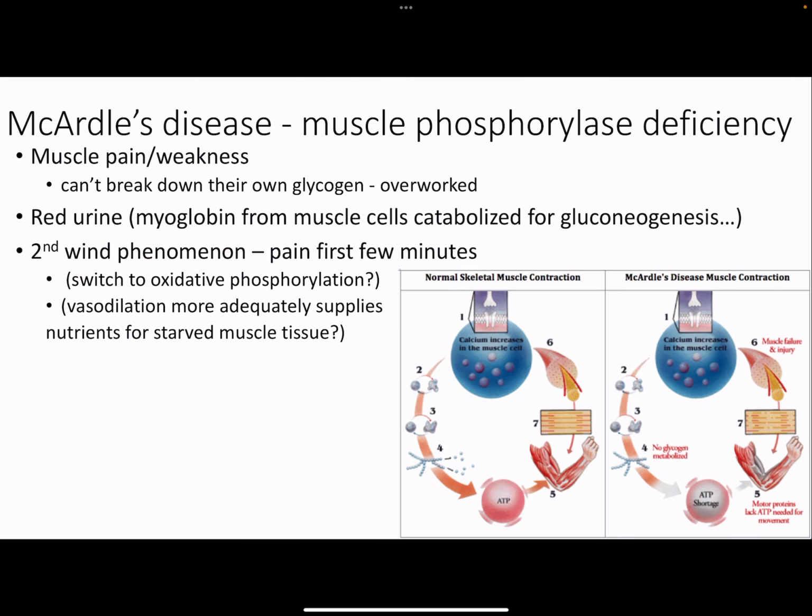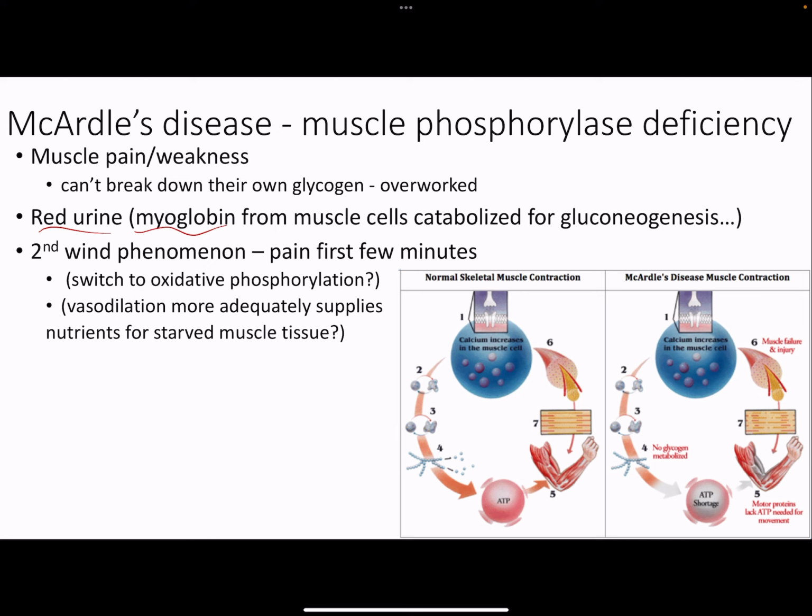McArdle's disease, the muscle phosphorylase, so the alpha-1,4 isn't working in muscles. And if you can't break it down, you're going to have muscle pain and muscle weakness. The muscles are going to be broken down, which is why you get red urine: the myoglobin gets released and goes in the urine. It's because we're in such need of energy. Our muscles need so much energy, and a lot of that energy comes from the glycogen that they're selfishly hoarding.